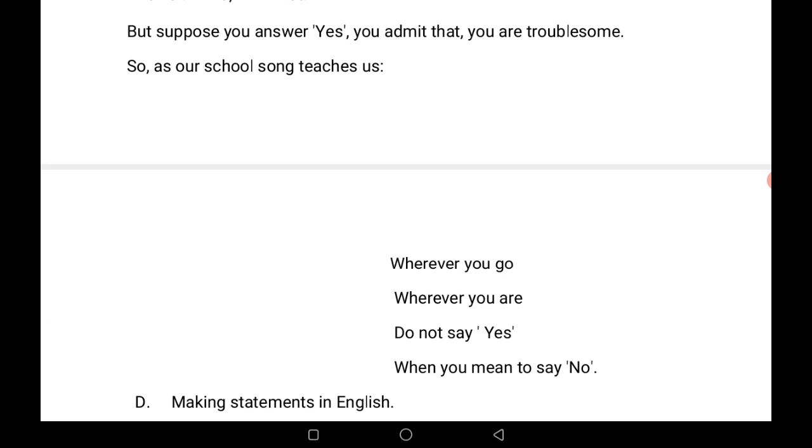So when you say yes, it means you admit that you are a troublesome boy or a troublesome girl. And if you say no, it means you are not a troublesome boy or girl. Do you get it now? So always listen very well and do not say yes when you mean to say no. Know that no will always go with negative. Have you eaten this morning? Yes, I have. Or no, I have not. So yes will always go with positive, while no will always go with negative. And I told you, how do you know a negative statement? The presence of not or no.